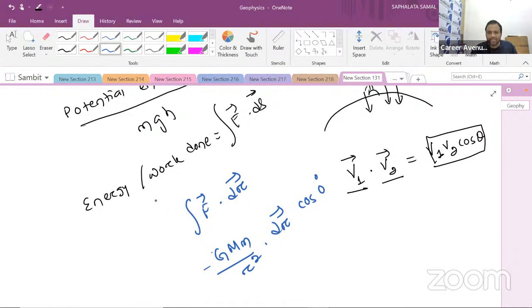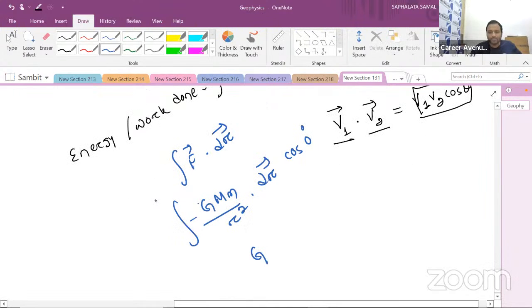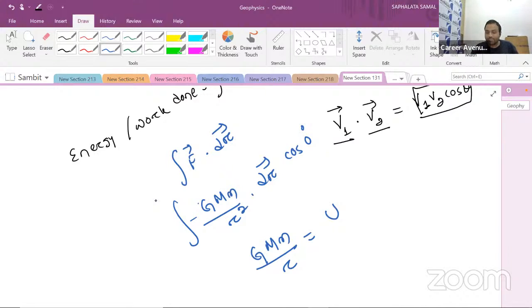We can integrate this and finally find that GMm by r would be the potential energy of the tennis ball which is coming down. So any object which is being attracted by the gravitational force would have this potential energy, that will be minus GMm by r. Minus is basically due to the direction, but you can also omit the minus sign. You can calculate only the magnitude, that will be GMm by r. That is the potential energy of the body which is coming down.